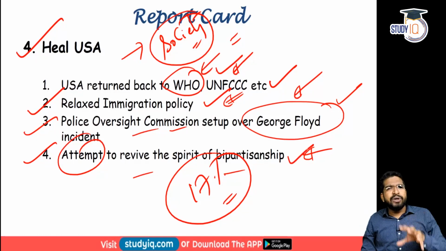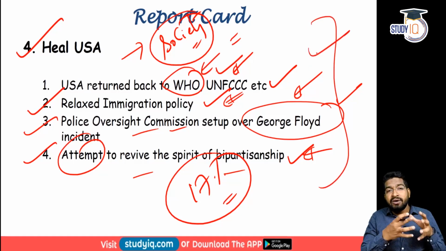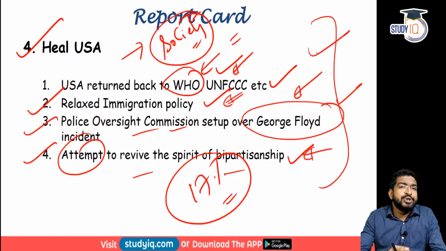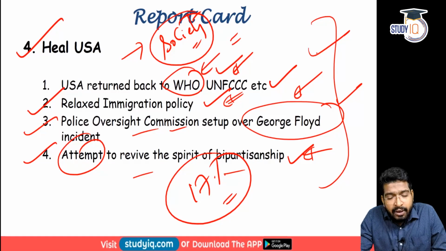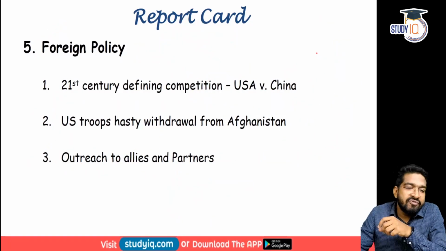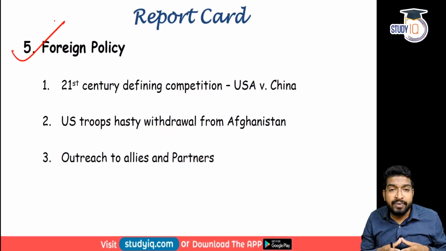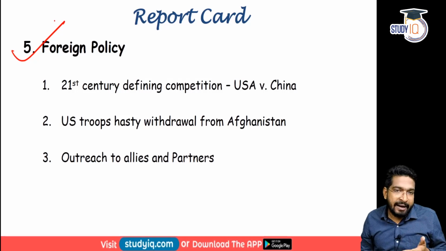Again, with respect to healing USA, we did not expect that to happen within 6 months, but still, a positive step has been taken towards this by a variety of decisions of the Joe Biden administration. Now, let's talk about the fifth important pointer, and very important for us from a foreign policy perspective. Now, on the foreign policy report card, there is a mixed bag.